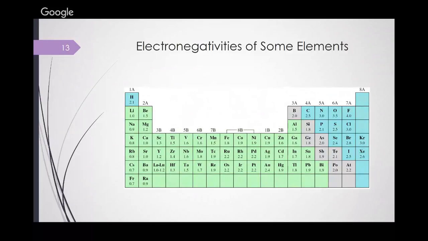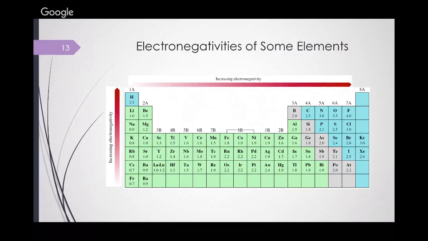So electronegativities are listed here, and the most electronegative element is fluorine. And we can see here that our nonmetals are much higher in electronegativity than a lot of our metals. These are not numbers that you have to memorize. These would be provided to you. So our electronegativity increases as we go from the bottom to the top of the periodic table and from left to right.